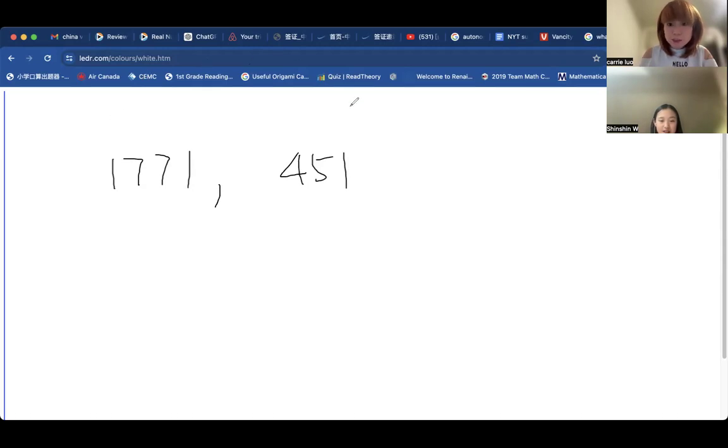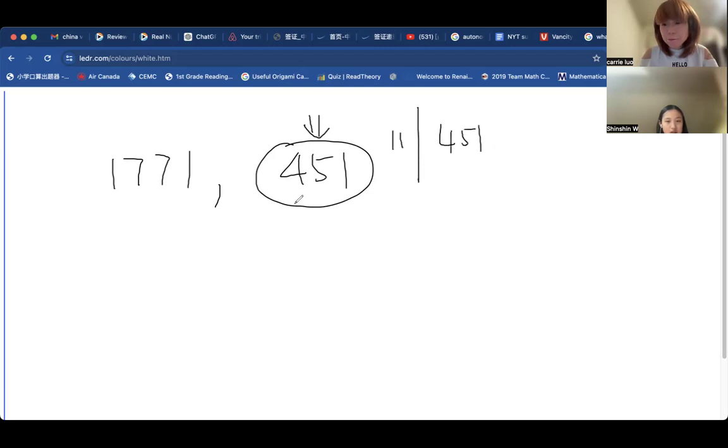So I would suggest you go with a smaller number first to find out if maybe there's one that fits any rules. For instance, 451 is divisible by 11, you can see, right? But unfortunately, 1771 is not divisible by 11. But because 451 is divisible by 11, you know it is divisible by what? It's 41, right?